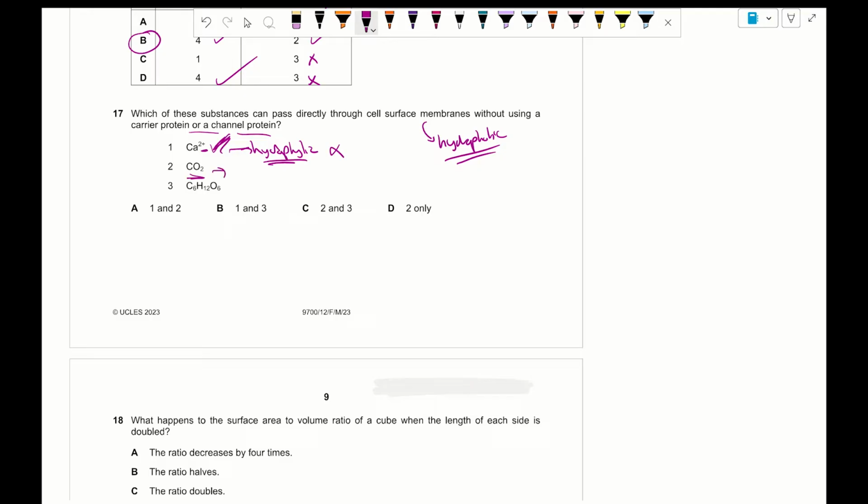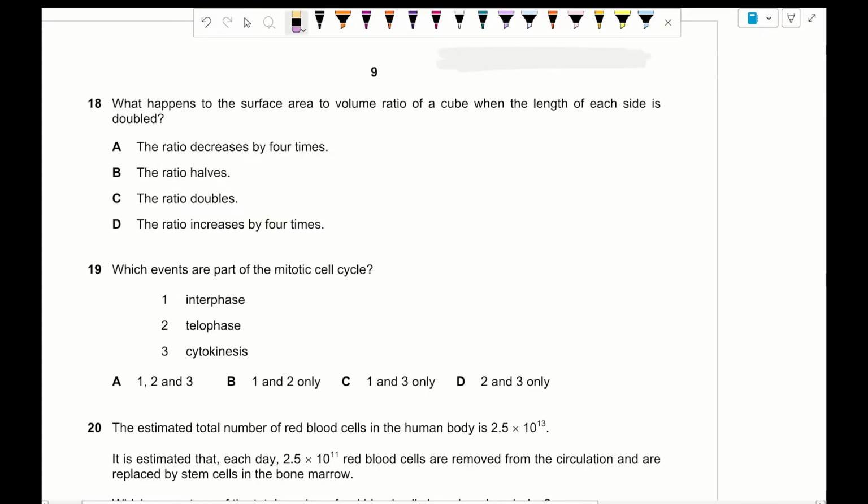It is an uncharged molecule, therefore it's hydrophobic and can indeed pass through the cell surface membrane without a carrier protein. Now 3, we have here glucose. We're assuming that this is glucose. We know that glucose is hydrophilic. Therefore, it cannot pass through a cell surface membrane. Therefore, the only correct answer must be D. Question number 18. What happens to the surface area to volume ratio of a cube when the length of each side is doubled? So let's just assume that we have a cube here with a length of 1 centimeter each.